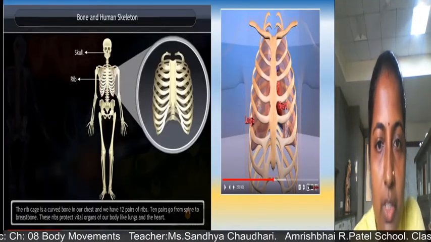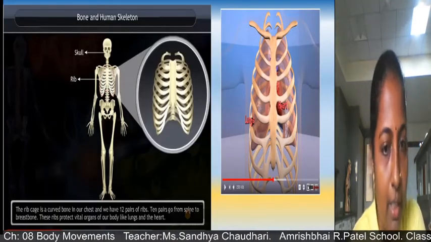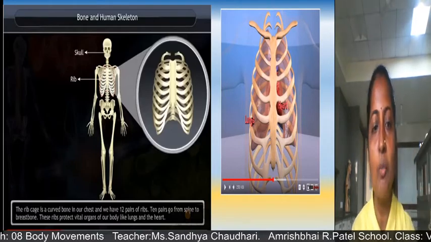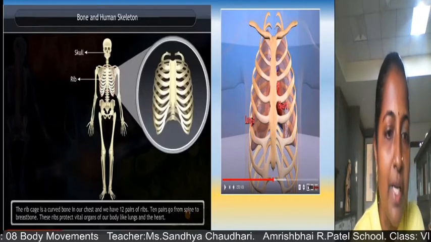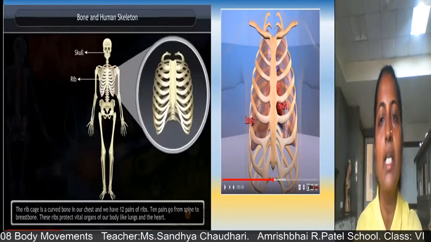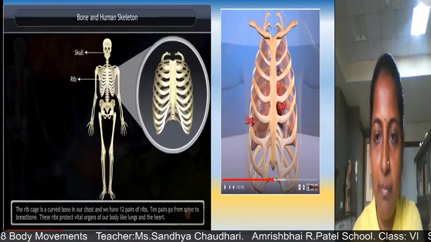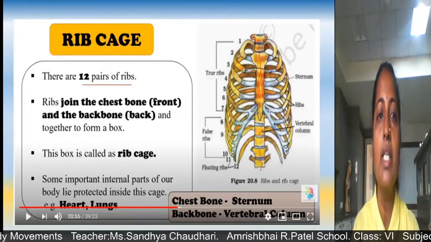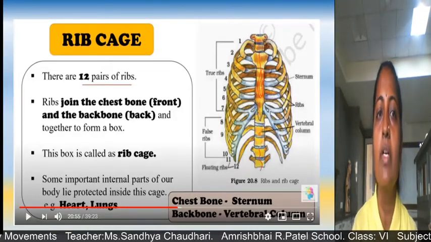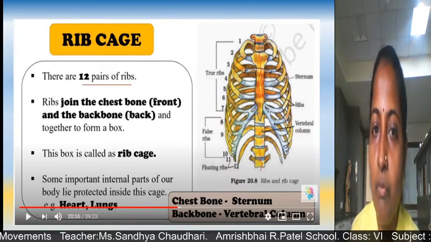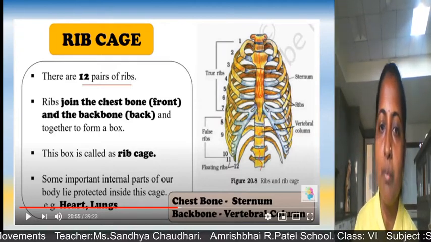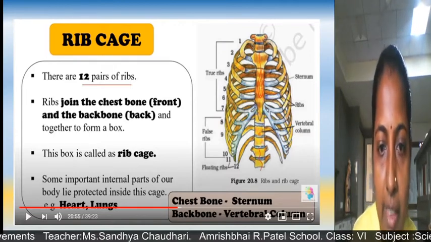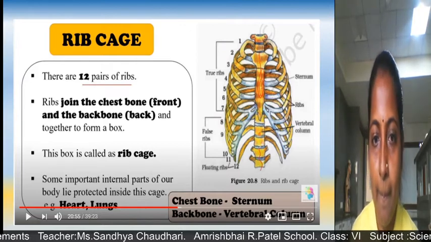You can see it in the figure, children, and we have seen that 12 pairs of ribs are there and 10 pairs go from the spine to breastbone, and these ribs protect the vital organs of body like lungs and heart. Here you can see very clearly in the diagram, children, there are 12 pairs of ribs, and the true ribs are there from 1 to 7 pair, and from 8 to 10 pair, that is false ribs, it is the name, and 11 and 12, these are floating ribs.